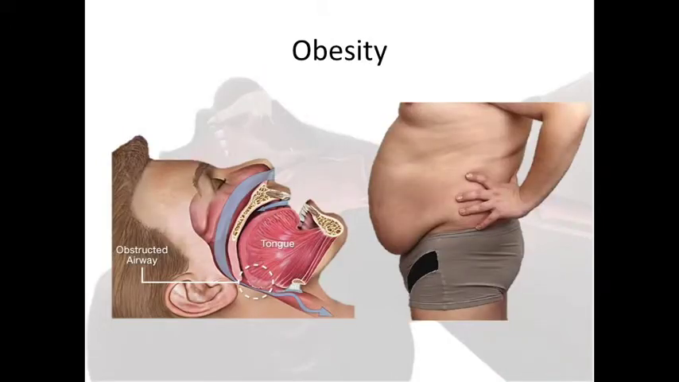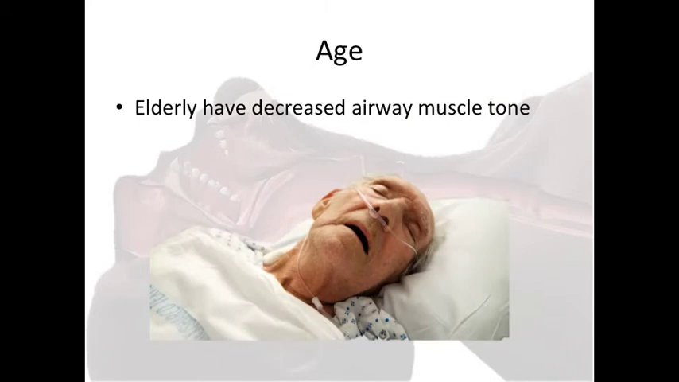These patients are more prone to obstructive sleep apnea and having airway structures fall in the back of their throat and obstruct their airway. A is for age. Elderly people have decreased airway muscle tone, so if you paralyze them or if they're just unconscious and weak, they won't be able to hold their airway structures open as well.